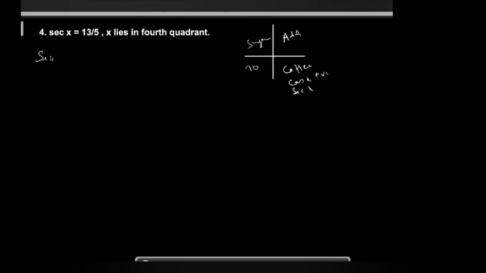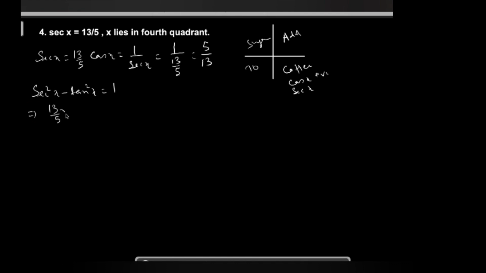So given sec x, we get 13 by 5. So we can get cos x is nothing but 1 upon sec x, which will be nothing but 1 upon 13 by 5, which will be 5 by 13. Now we have got cos, we have got sec. Can we get tan? We know that sec square x minus tan square x is equal to 1. This implies 13 by 5 whole square minus tan square x equals 1.